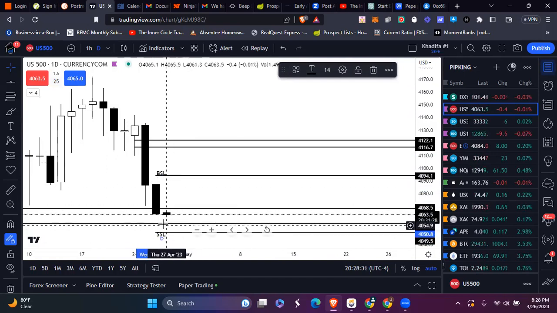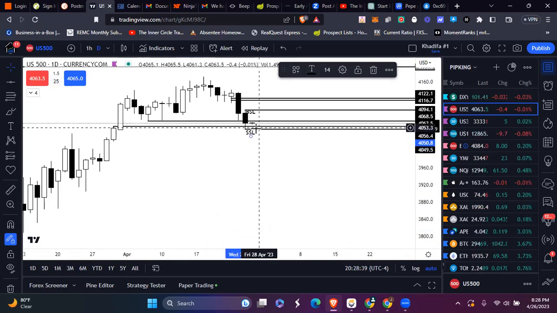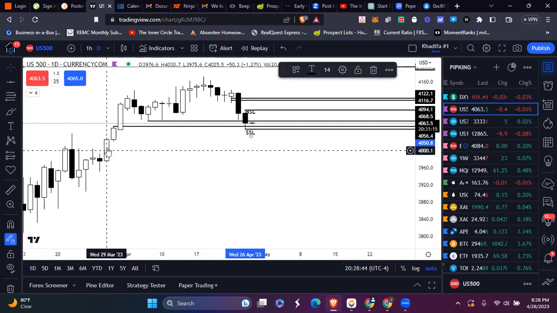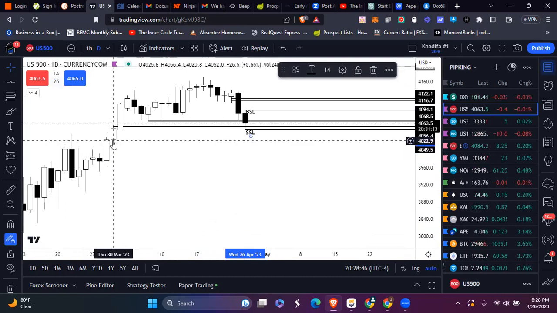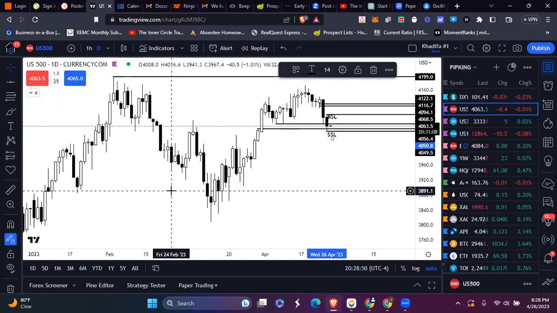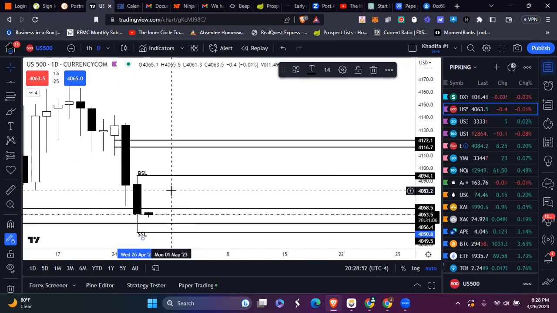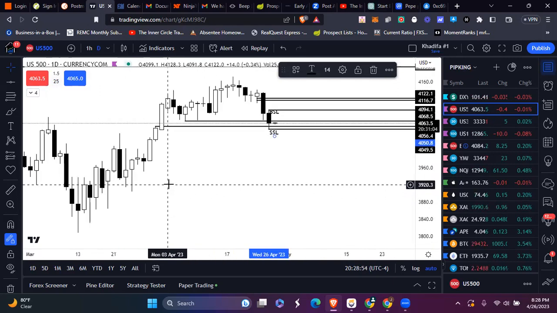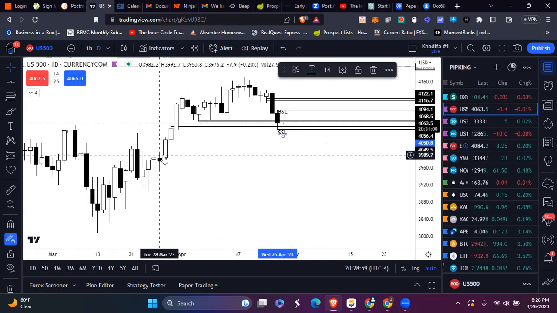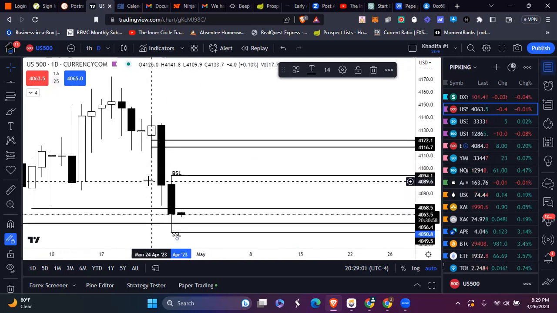However, if we fall down below the lower level of this daily fair value gap throughout Asian markets tonight going into London, then I'll be expecting us to push on down to this lower daily fair value gap that you see right here. And this is the overall objective.